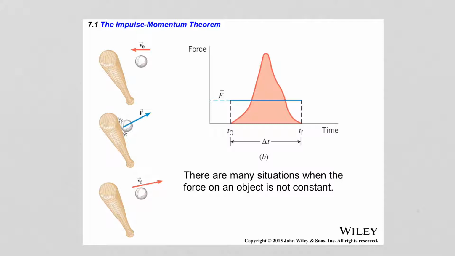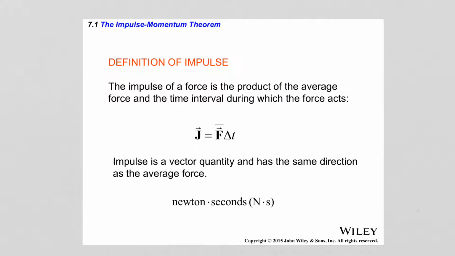Then I can take the product of this average force and the time over which the force was applied on the baseball. And this product is known as the impulse of that force. So the product of the average force F and the time interval over which the force was applied on the baseball is known as the impulse J of that force. The impulse is a vector quantity and has the same direction as the average force.